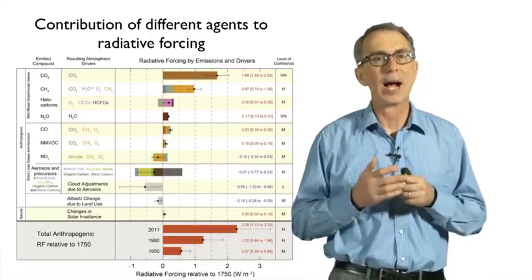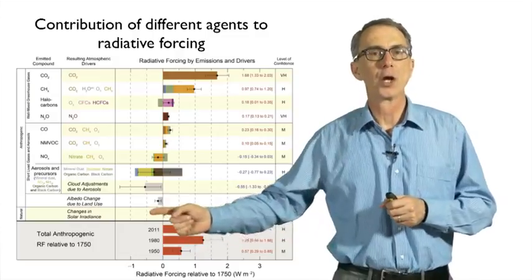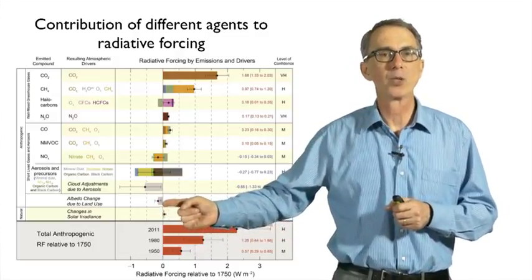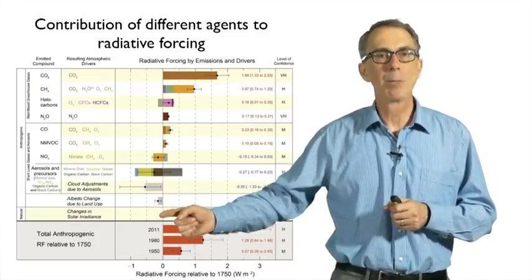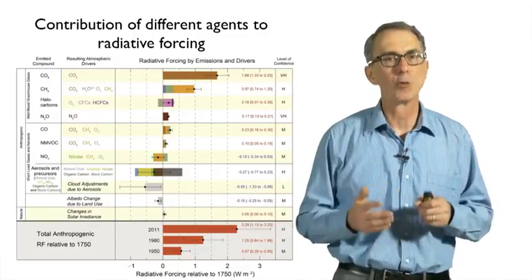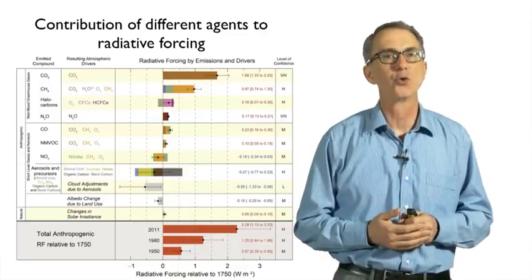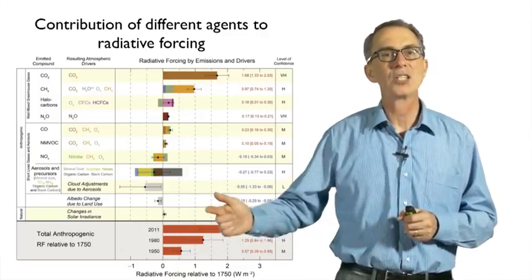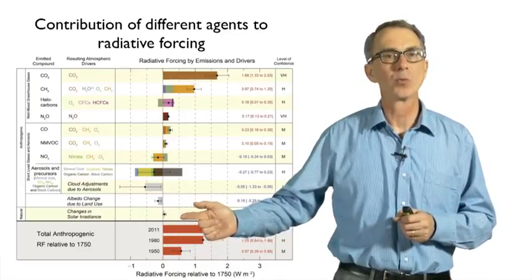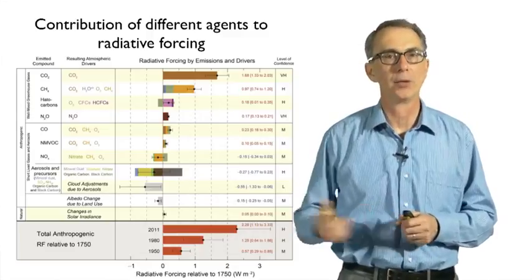There are two other factors, one other human factor that's included, shown here, very small, and one down here. This bottom one is the estimated change in radiative forcing due to changes in sunlight over the last 250 years. And it is very, very small, less than 10% of the warming due to carbon dioxide alone.